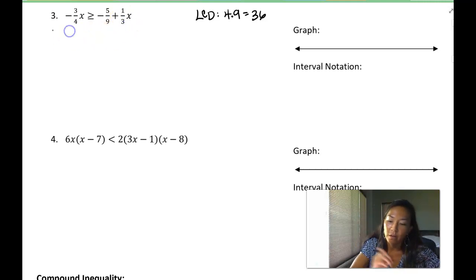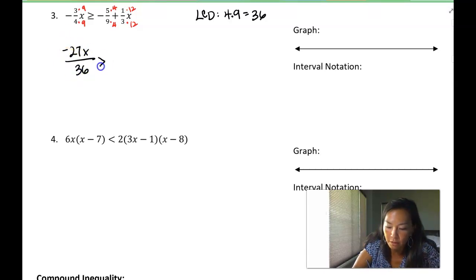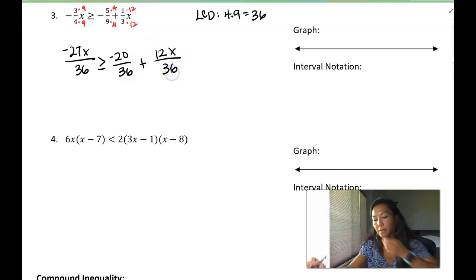Okay? All right, so if I make it all say 36, I can clear my fraction by multiplying both sides by 36. So let's go ahead and do that intermediary step by making it say 36. So the first one, I have to multiply the top and bottom by 9. Second one, I have to multiply the top and bottom by 4. And the last one, I have to multiply the top and bottom by 12. So this is going to say negative 27x over 36. And this is negative 20 over 36. And that's 12x over 36.